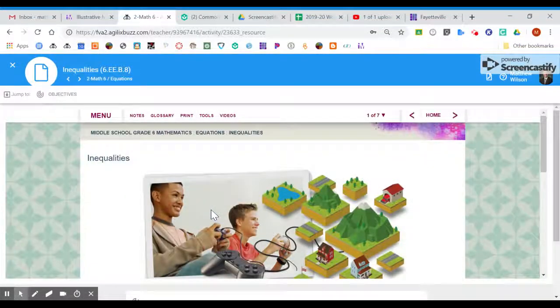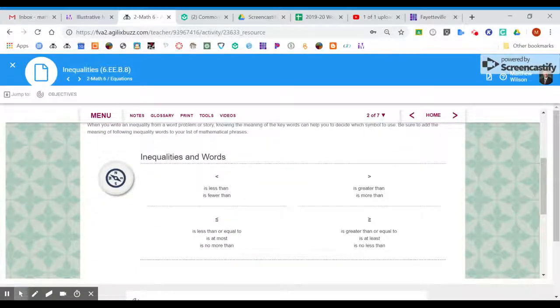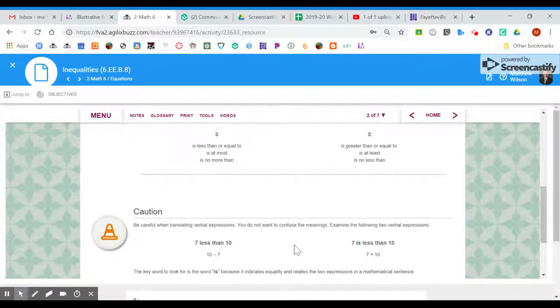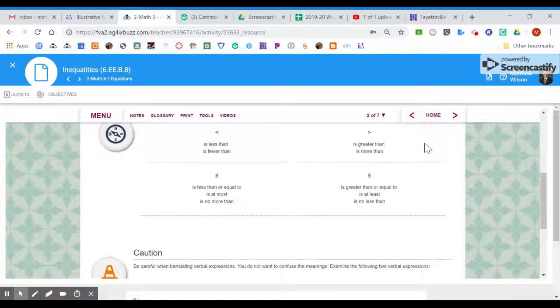When you look at the lesson on inequalities, you're going to see how different words and phrases represent less than, or fewer than, or greater than, or more than, and what the phrases represent. You have to be careful with how you write certain things. Subtraction is definitely tricky. 7 less than 10 is written differently from 7 is less than 10. The wording's different, and also the outcome and how you write it is going to be different as well.